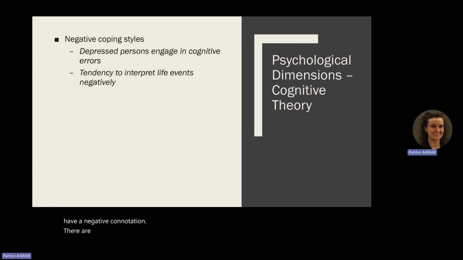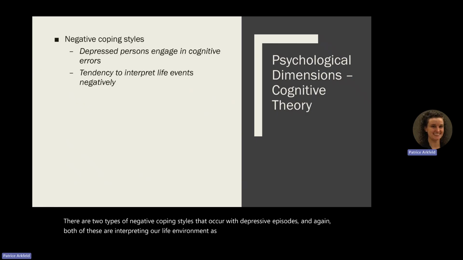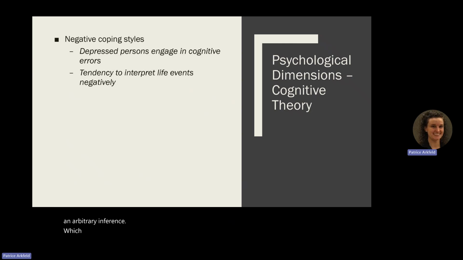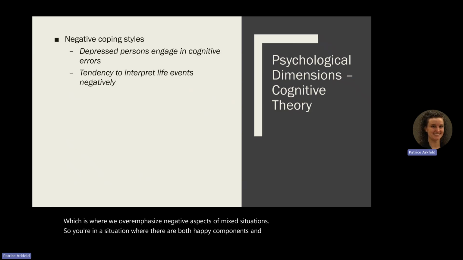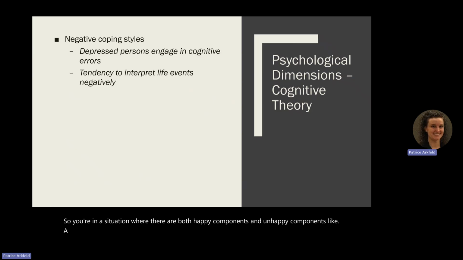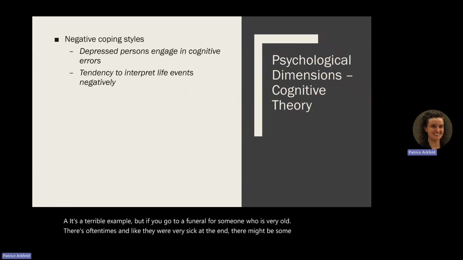There are two types of negative coping styles that occur with depressive episodes. And again, both of these are interpreting our life environment as negative. The first of those is what we call an arbitrary inference, which is where we overemphasize negative aspects of mixed situations. So you're in a situation where there are both happy components and unhappy components. It's a terrible example, but if you go to a funeral for someone who was very old, and they were very sick at the end, there might be some happy components of, oh, they're no longer in pain, they're no longer suffering, but there's also this sad component of we lost someone that we loved. It's a mixed situation. With an arbitrary inference, the individual would take all aspects of that mixed situation and interpret them as negative.